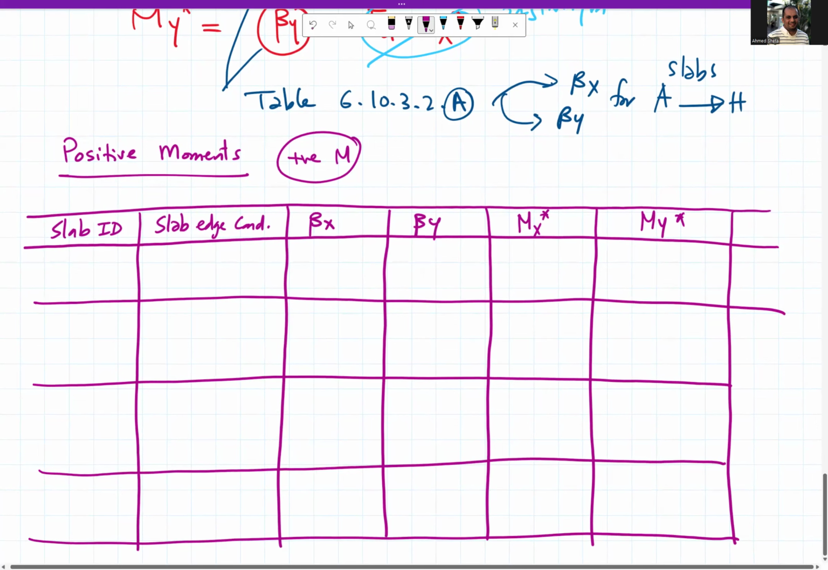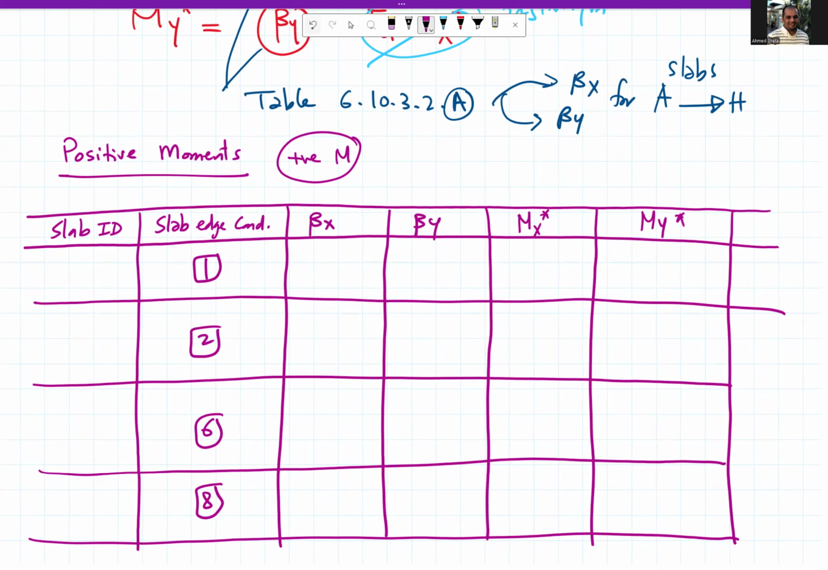We have slab number 6, edge condition number 6, edge condition number 1. Sorry, let me put them in order. So we have 1, 2, 6, and 8. We have one slab with slab edge 1, which is D.